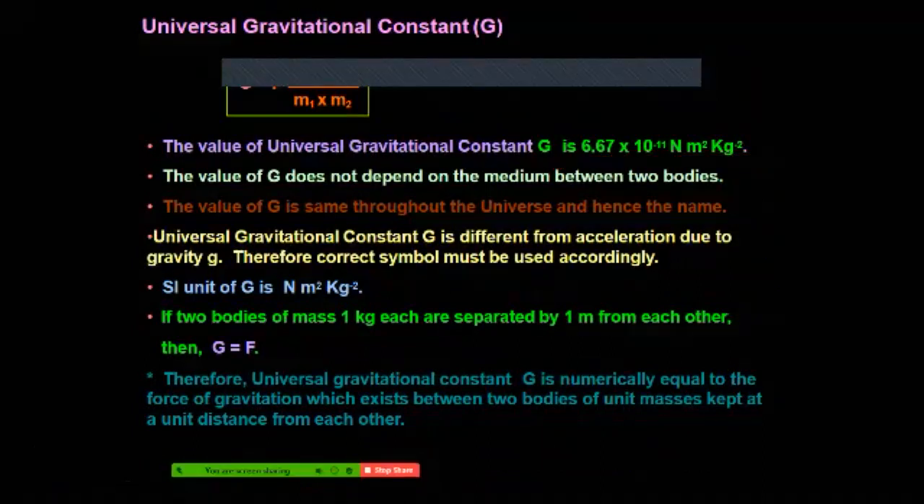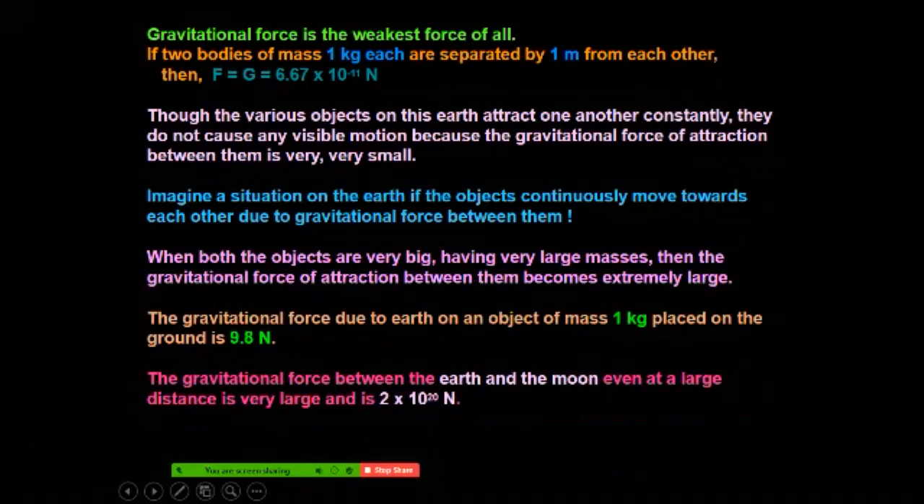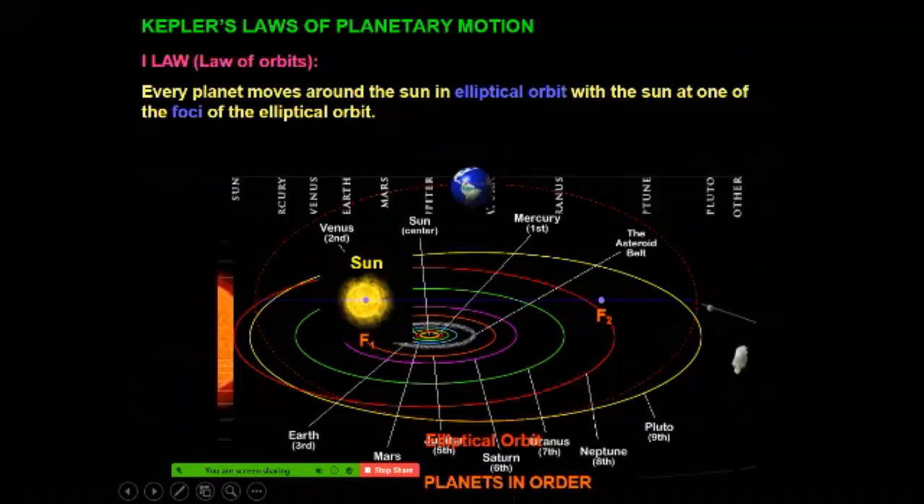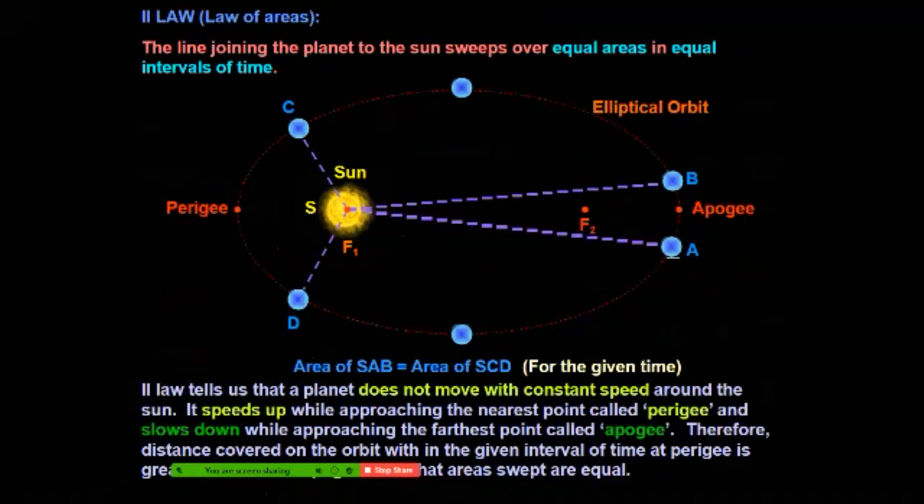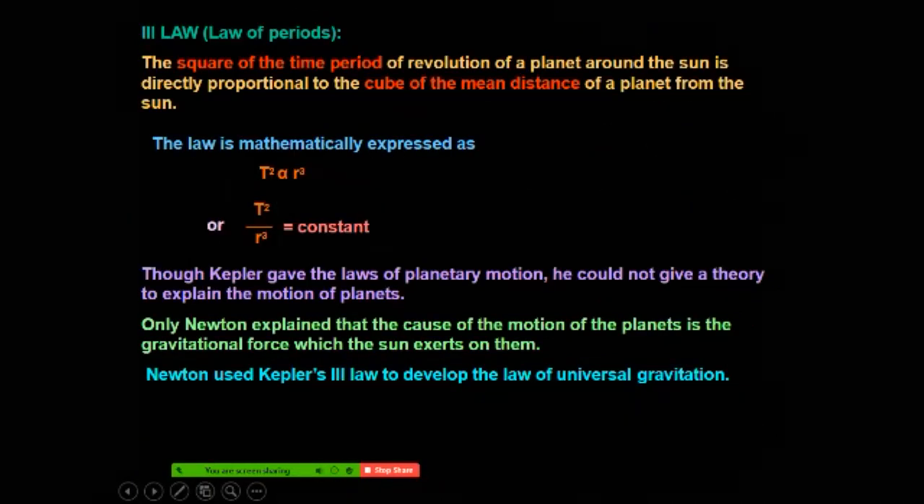So all of you have to be careful. And if I talk about the first law of orbit, so that orbit already we have discussed. So T square upon R cube is a constant. So the square of the time period of the revolution of the planet around the sun is directly proportional to the cube of mean distance of planets from the sun. So this is the law's mathematical expression.